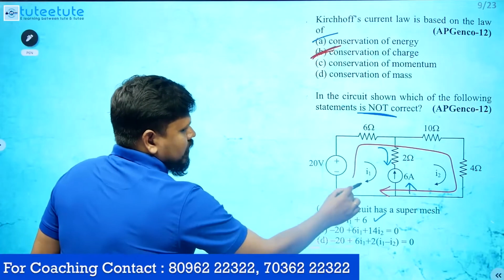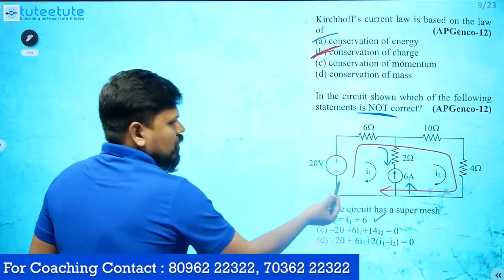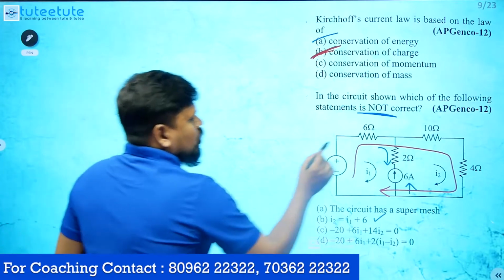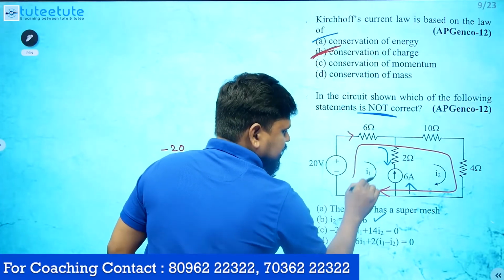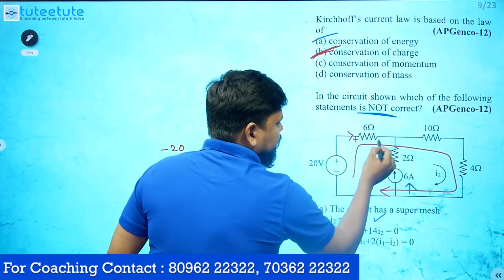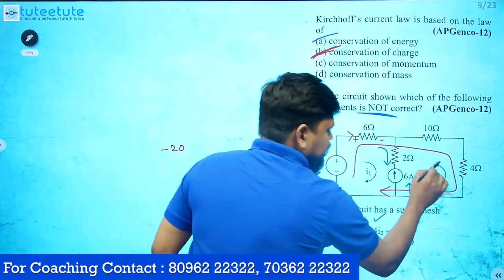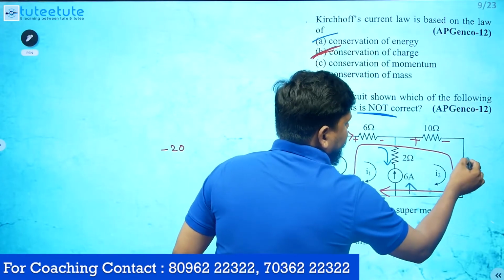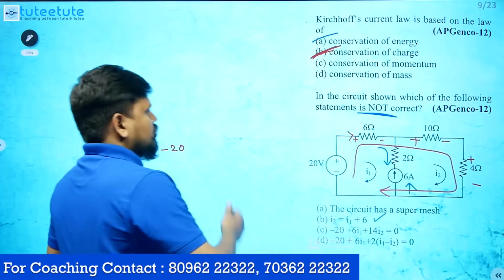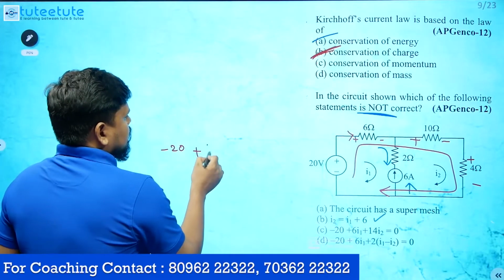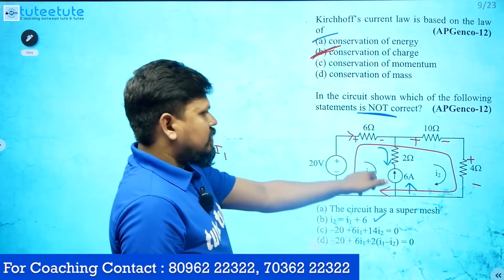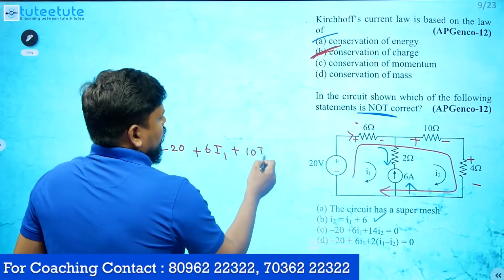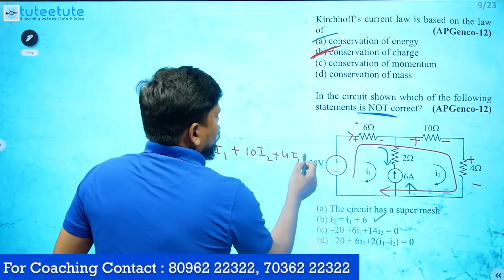First we are writing the KVL equation for this super mesh. First we have seen minus 20. Next, wherever current enters, see, current direction is like this, right? Wherever current enters, that is plus, wherever current leaves, that is minus. Similarly for this I2 current going like this. So let's write down minus 20 plus 6 into I1. Here the current is I1 only in this mesh. So plus 10 I2 plus 4 I2 equals 0.